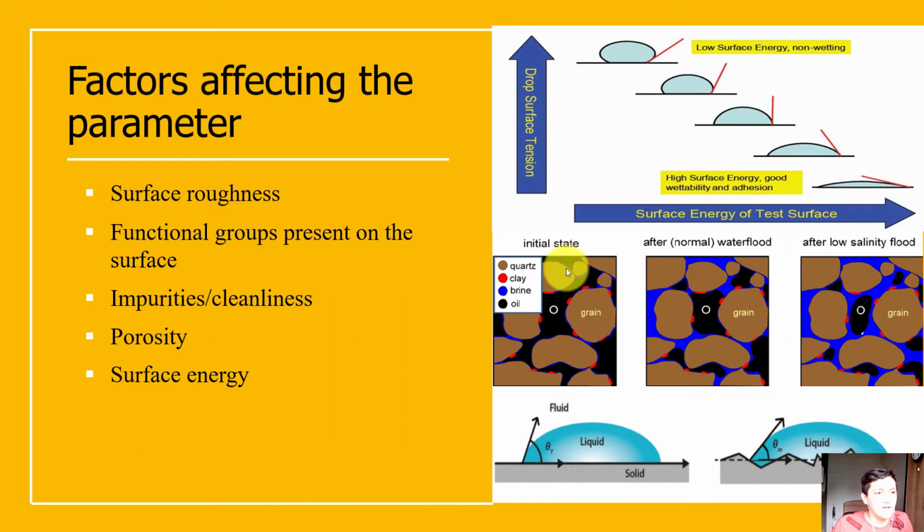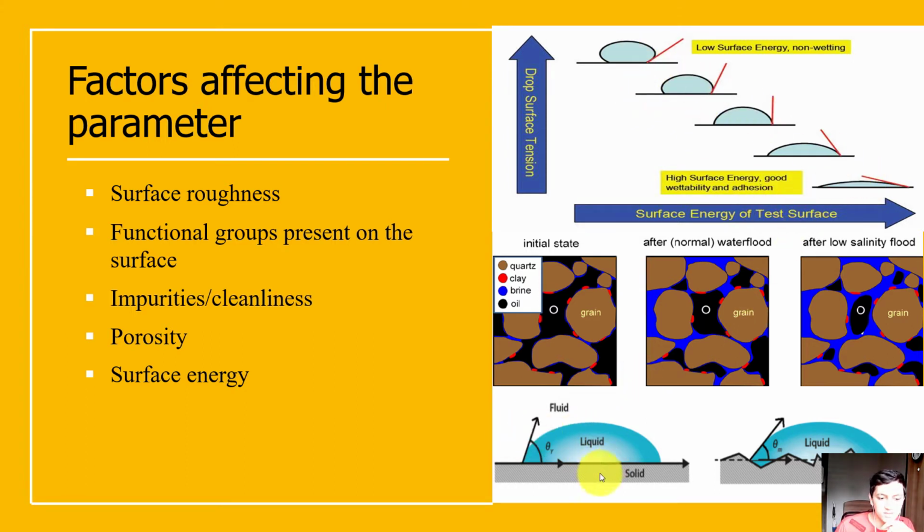So which are the factors that affect this parameter, the wettability? I can say surface roughness, functional groups present on the surface, impurities or cleanliness, porosity, and surface energy. I cannot talk about all of them in detail, but I can say that when surface energy is low, it means that it will be non-wetting, and when surface energy is high, it will be very wettable, with very high adhesion. So as you can see here in this picture.